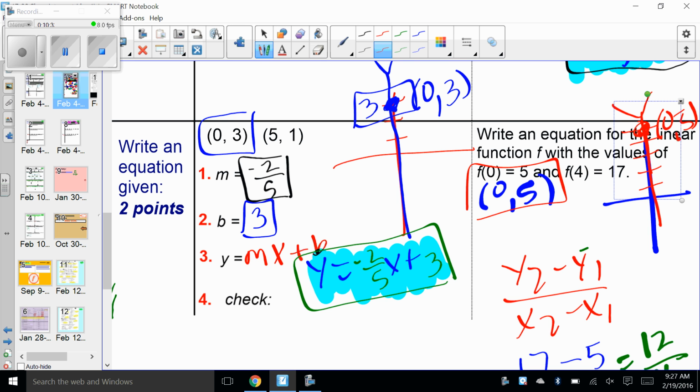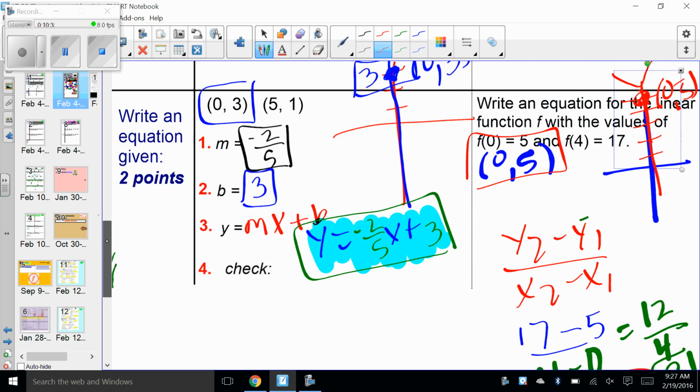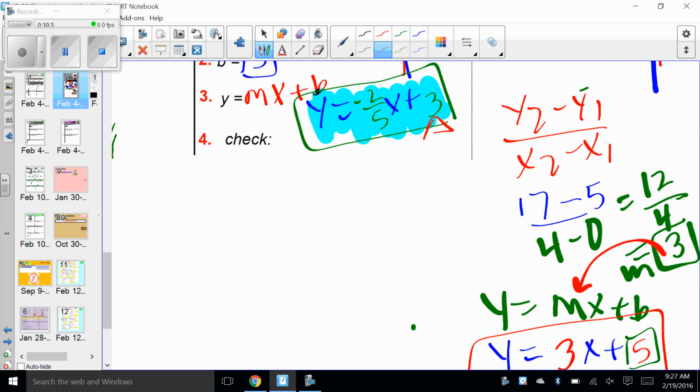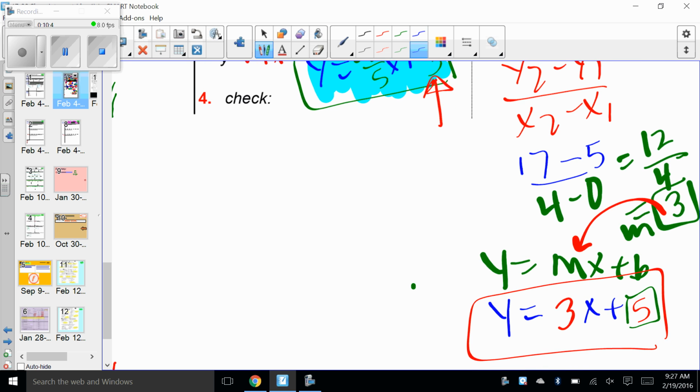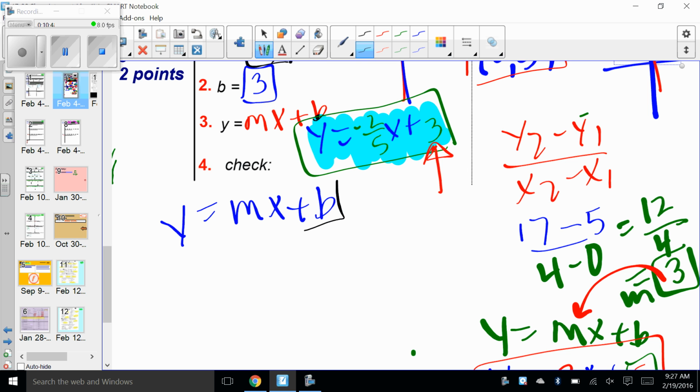Now, let's talk about both of these down here if you didn't quite see that. How would I find the b if I didn't know that? Well, you can do the following. You can write the equation y equals mx plus b, and you can solve for b.